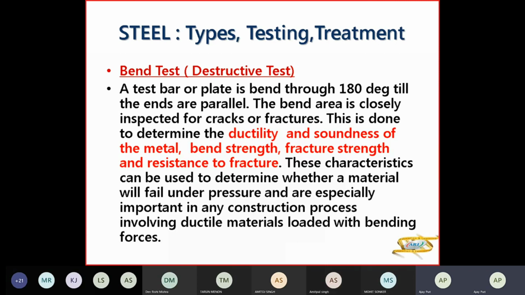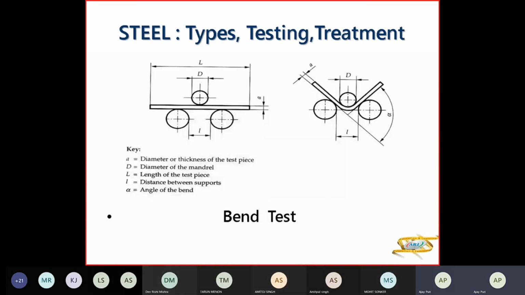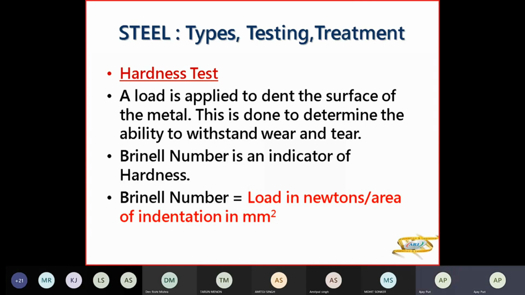So अगर वो पहले फ्रैक्चर हो जाता है then you have to discard that metal, और पूरा बेंड होने के बाद भी हल्का सा क्रैक आता है, so that means you can still use that material. Now the third test is your hardness test.